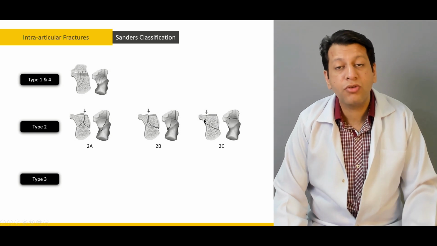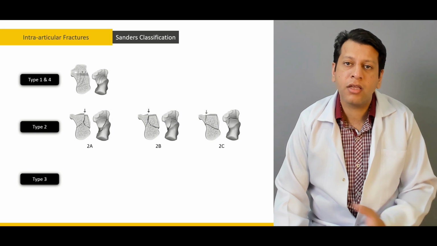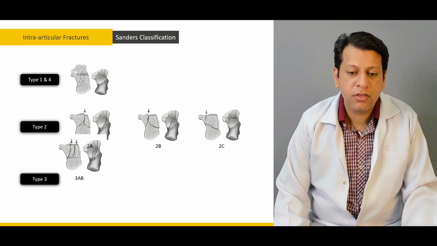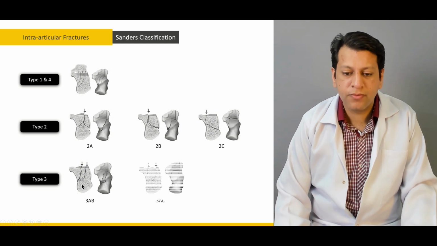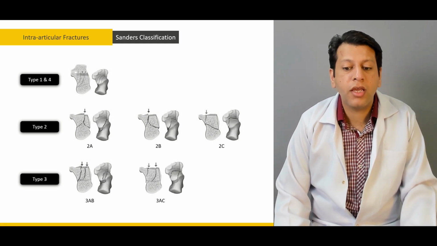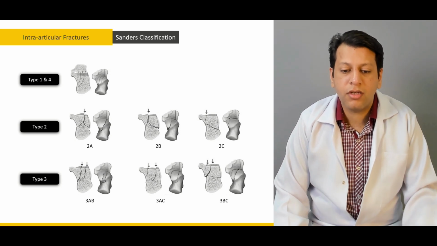Then type 3 has three fracture lines, so it's going to divide the calcaneum into four parts. If you see it over here, there are three fracture lines which are crossing, making it a 1, 2, 3 and 4-part fracture. It could be further subdivided into 3A and 3B depending upon how it is divided.